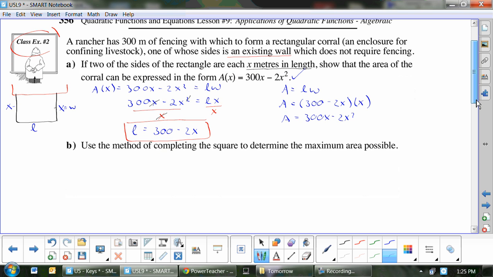Okay, so now they're asking us to determine what the maximum area of that pen could be. So we can complete the square and find our maximum. Yeah, this is like checking our work. That's usually what you do when you check your work, you kind of do the question backwards. But in this unit we're doing everything algebraically, or for this lesson.